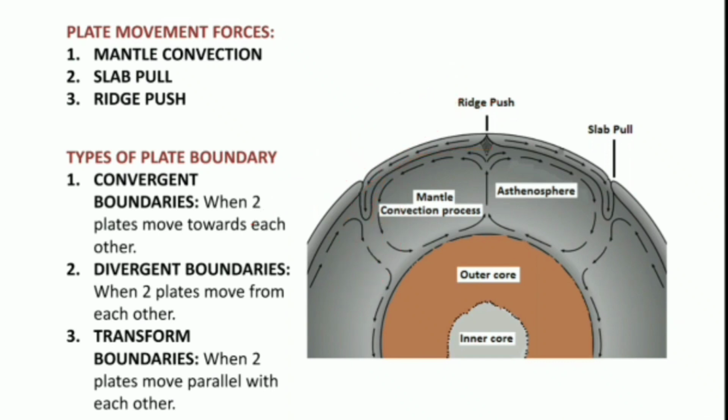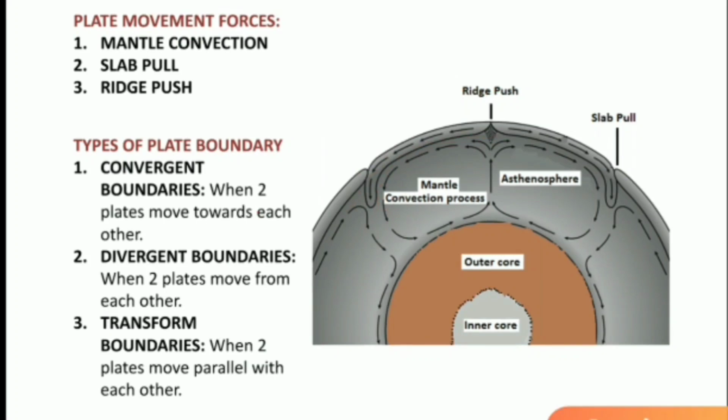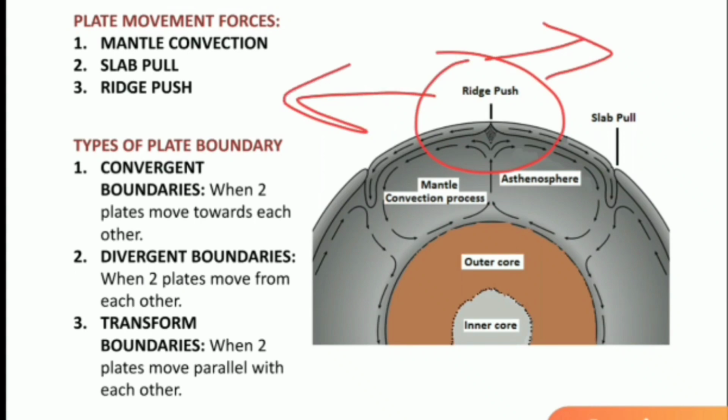Now we have the next process, that is ridge push. Along this divergent plate boundary, we have two different plates moving away from each other. Then the magma, which is situated in this asthenosphere layer, rises upward and creates a force to form an elevated land, which is mainly known as a ridge. So this is mainly a pushing force which is responsible for the formation of any kind of elevated land like a ridge. This process is simply known as ridge push.